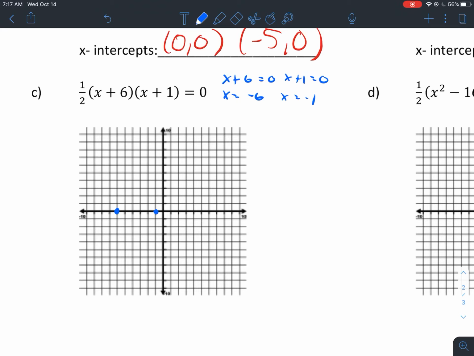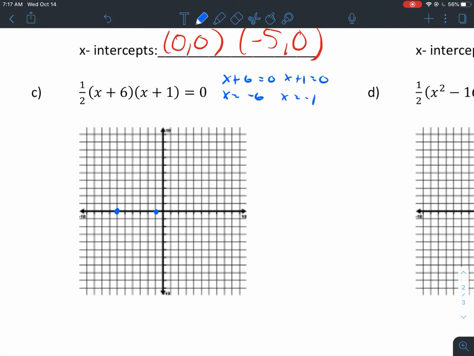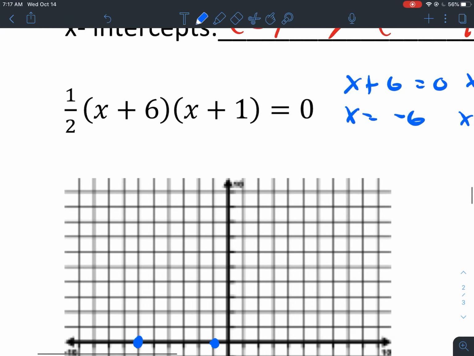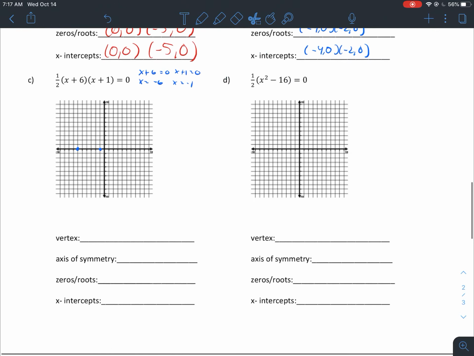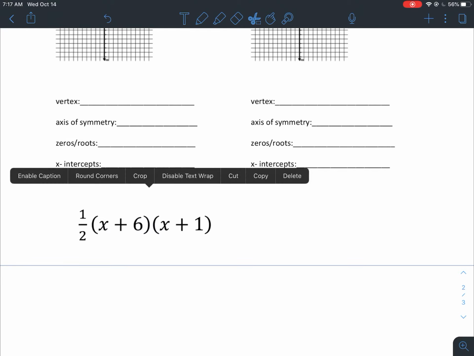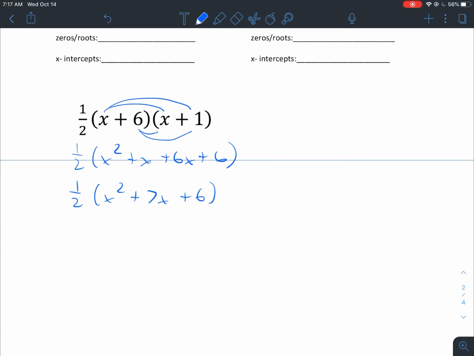Now you need to find the vertex. There are a couple different ways you could do this. What I would recommend is to just FOIL this out and distribute. So I'm going to move this down there. We're going to FOIL this out, multiply those binomials. So we get 1/2 times x squared plus x plus 6x plus 6. So we get 1/2 x squared plus 7x plus 6.